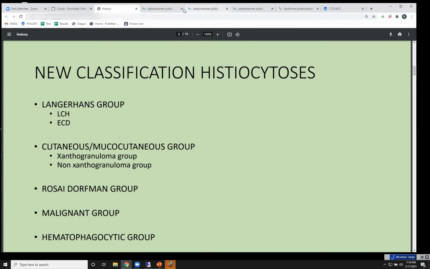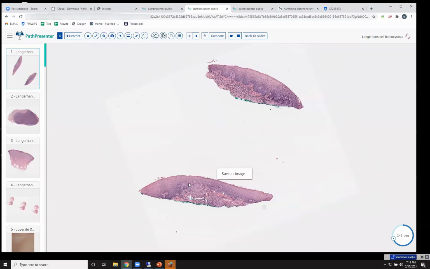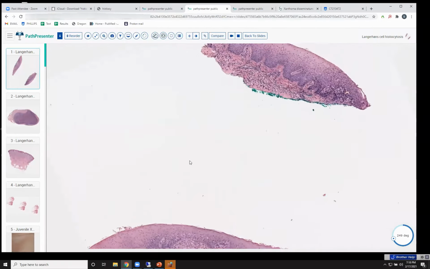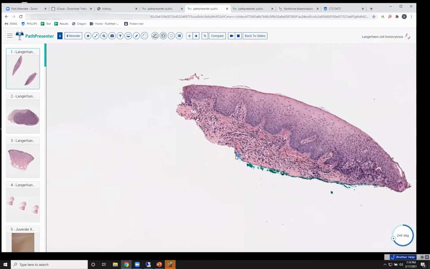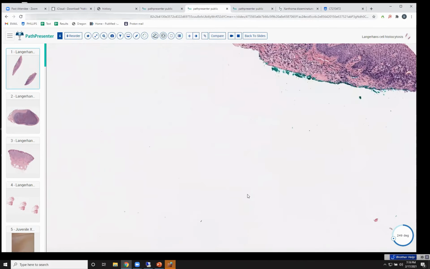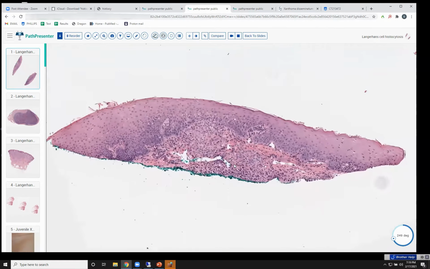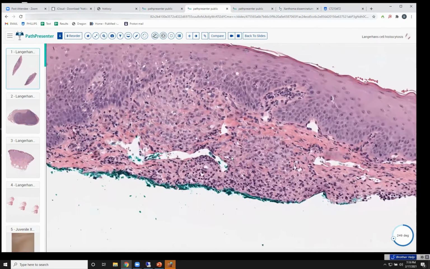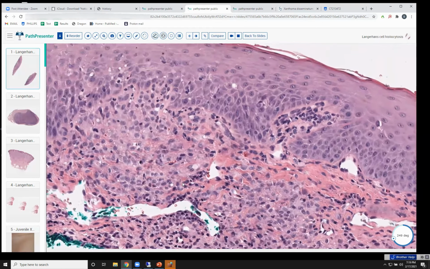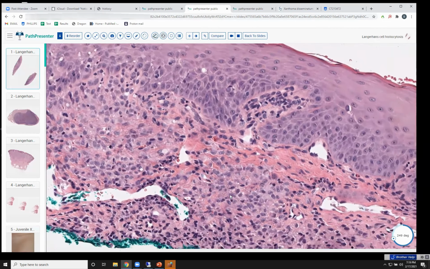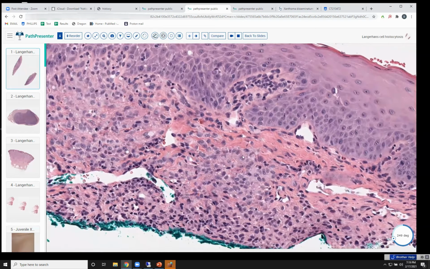So now we are going to look at some slides. First case is this. It's a nice shave biopsy. Can't really tell where it's from. And even at this power, you can see the action is in the dermis. And they are mononuclear cells. And when you look, some of them are cleaved. They have this line that you can see in the nucleus. Some have got a kidney bean shape. You see this one here.